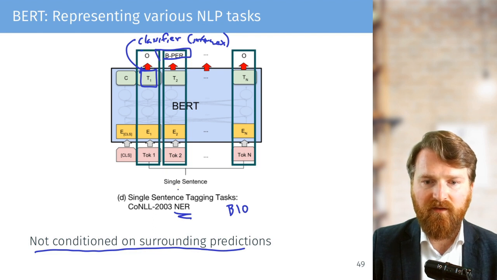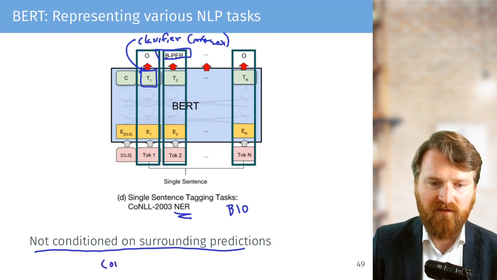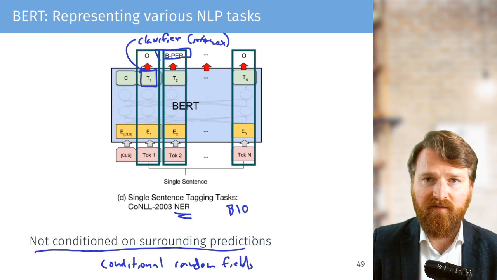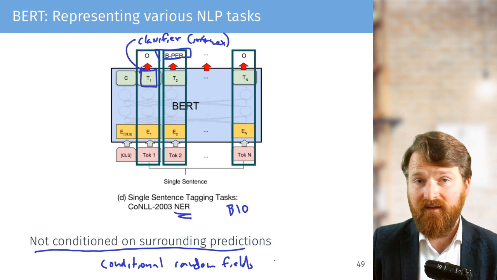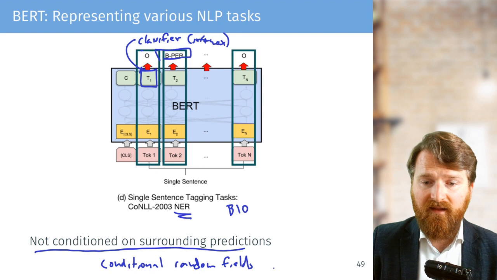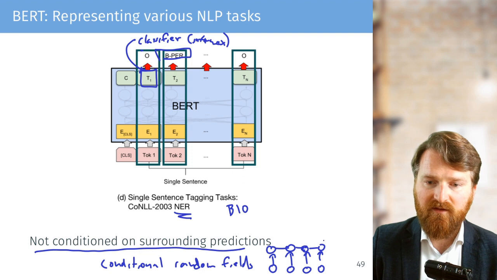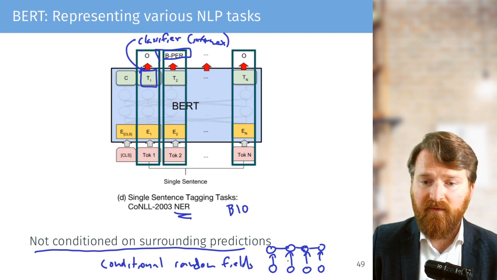So if you're familiar with conditional random fields, it's also quite a popular framework. It's a probabilistic graphical model for tagging, sequence classification, and there you would condition on each of the surroundings. So this would be our tokens, then these would be our predictions, and here are undirected edges between these random variables. So basically you would do a joint optimization of all these together. But this is not what BERT is doing.